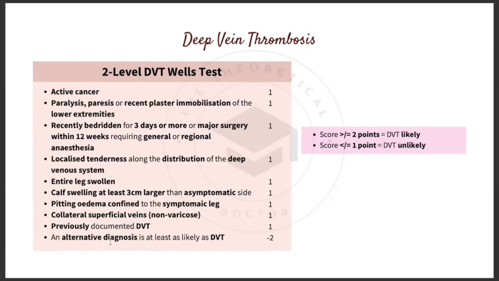to DVT being unlikely. So like active cancer, any paralysis or paresis, or recent plaster immobilization, recently bedridden for 3 days or more, or major surgery within the last 12 weeks, localized tenderness, entire leg swollen, calf swelling at least 3 cm larger than the asymptomatic side, pitting edema, collateral superficial veins, previously documented DVT.